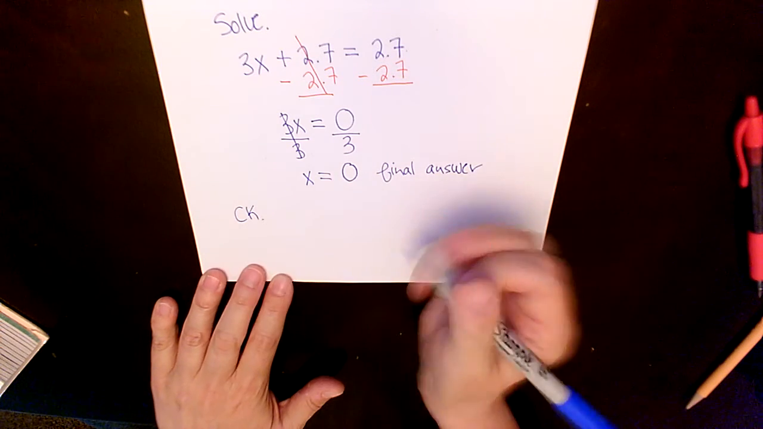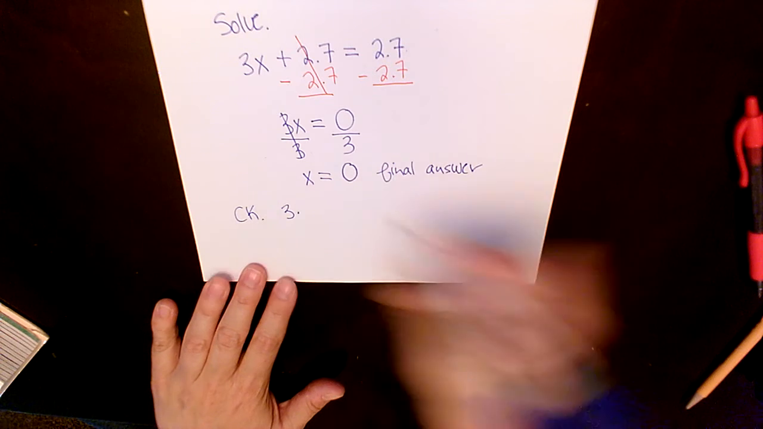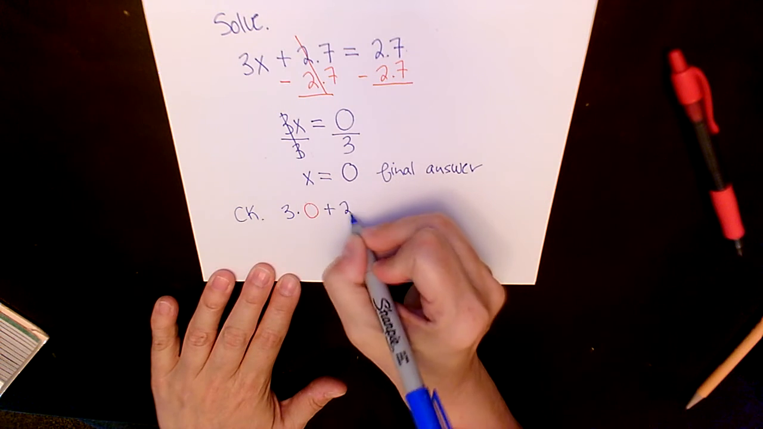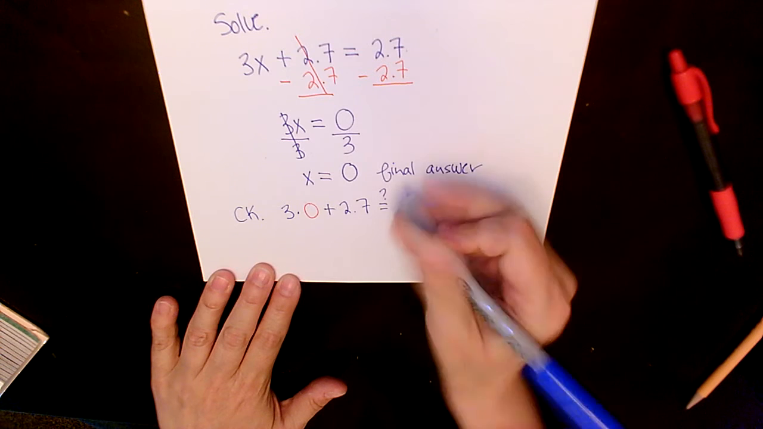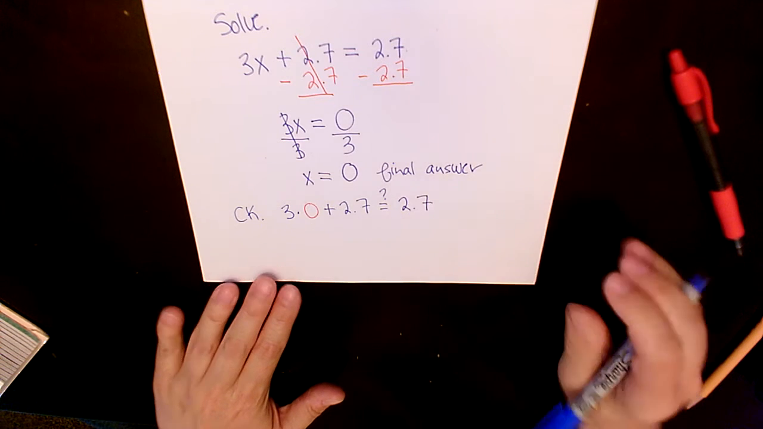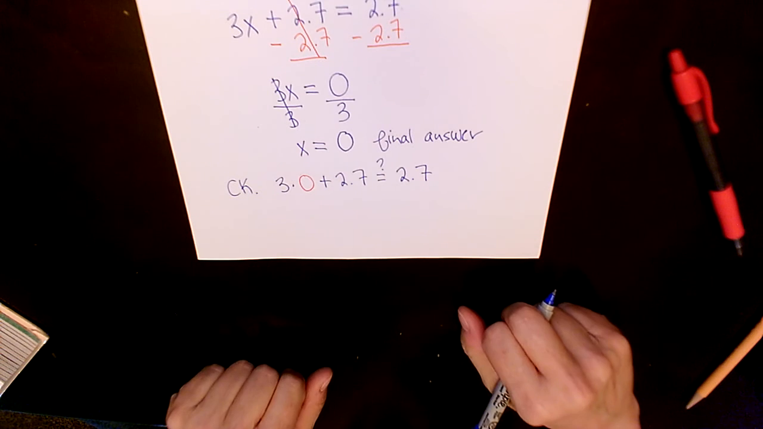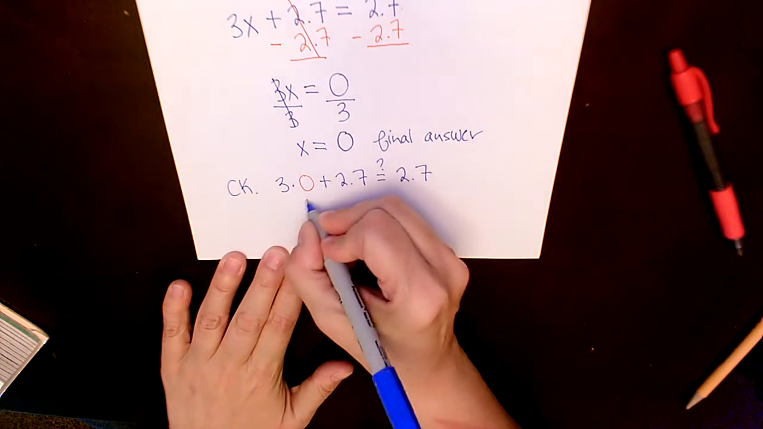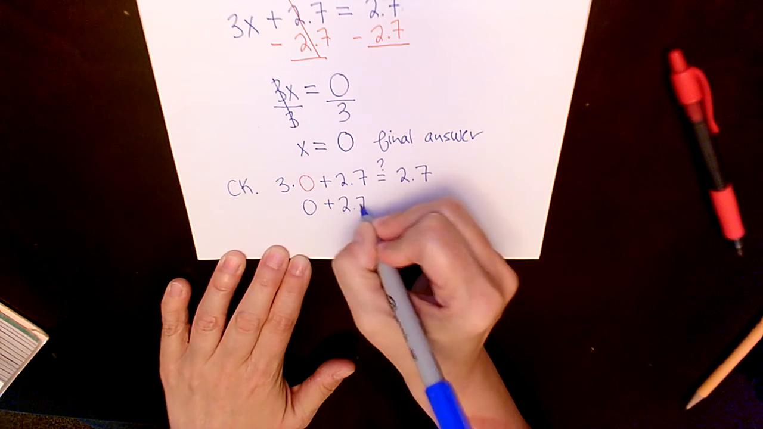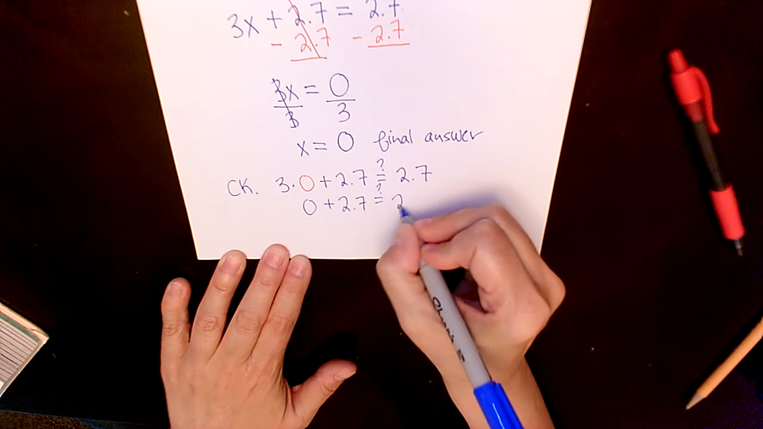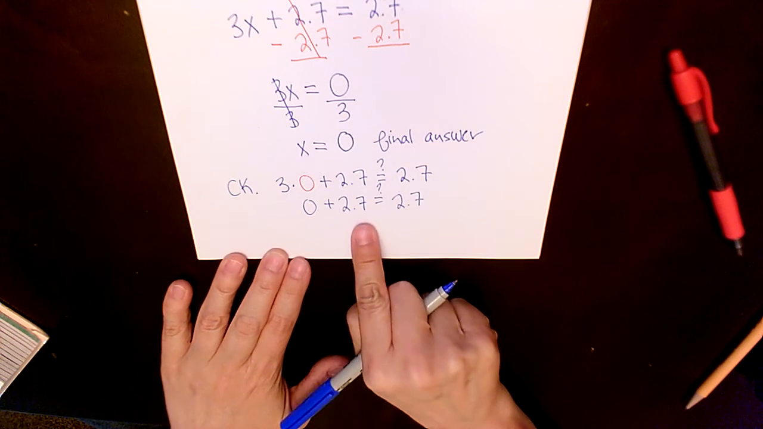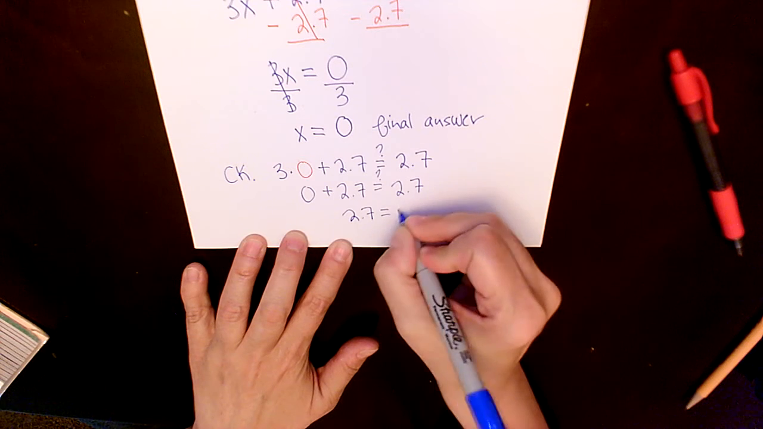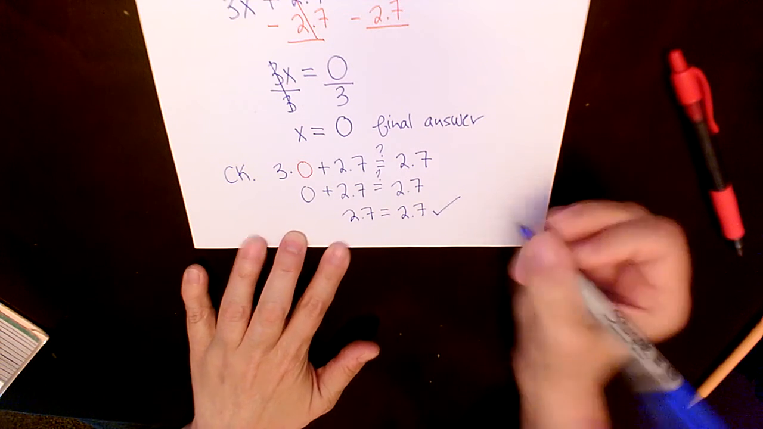And if you want to check that, take 3 times 0 and add 2.7 and see if you get back to 2.7. So 3 times 0, anything times 0 is just 0. So does 0 plus 2.7 equal 2.7? Well, it does. So it does check.